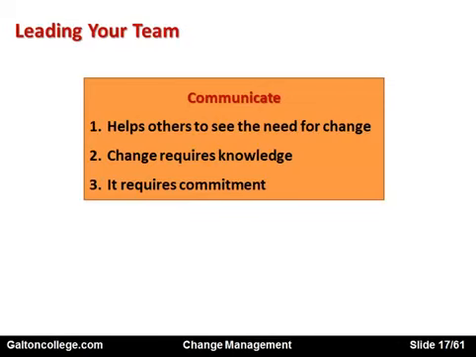It requires knowledge. To communicate, there must be content. The people communicating must understand the product, they must understand what they're saying, it must be logical, it must make sense, so they must have knowledge. And they must have commitment, they must have a passion for what they're saying.